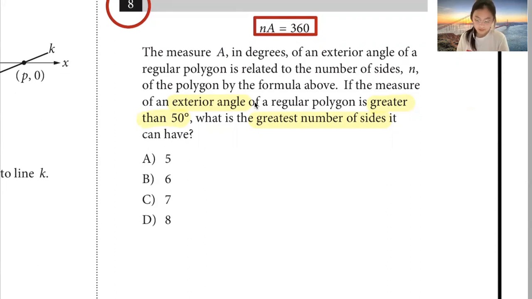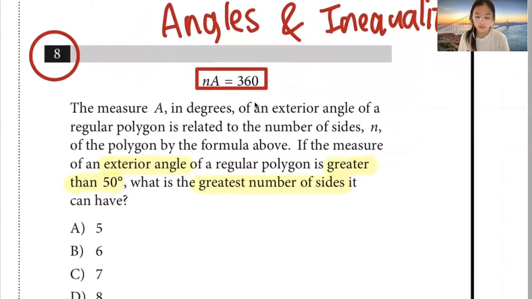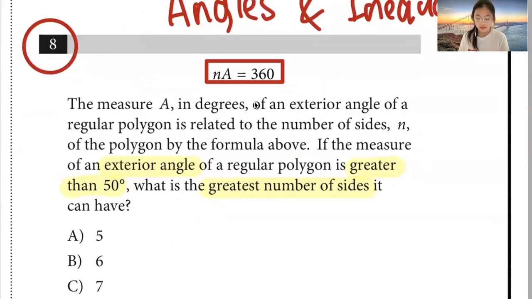So this question is going to be an angles and inequality problem because it mentions "greater than." Whenever it mentions less than, greater than, or equal to, you're most likely going to use an inequality sign. And also, we're dealing with exterior angles and degrees, so it's an angles problem too.